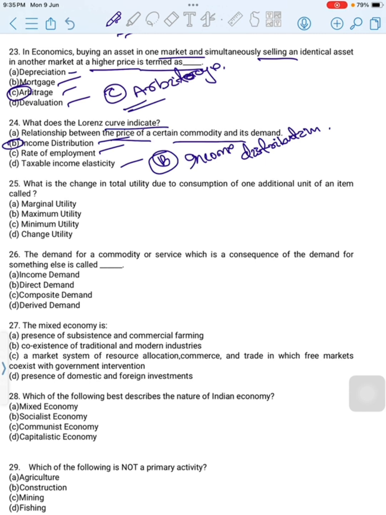The Lorenz curve is a graphical representation of the distribution of income or of wealth. Then the correct option is option B. Then move to the next question.